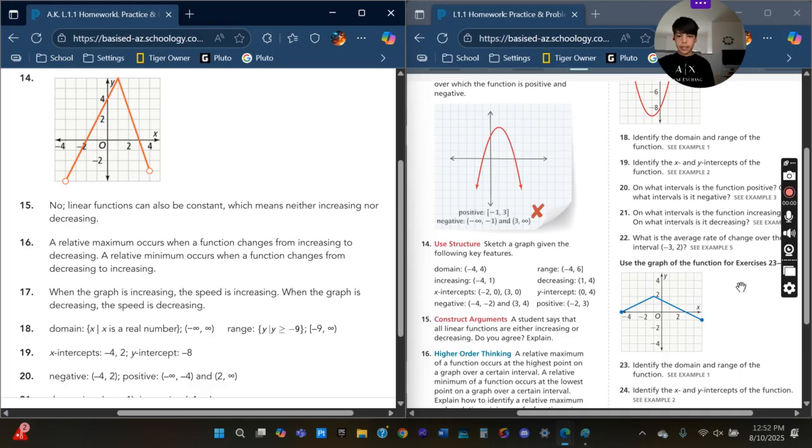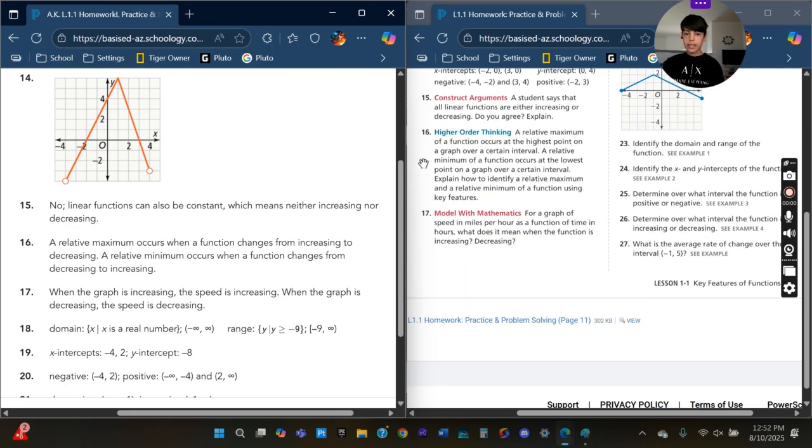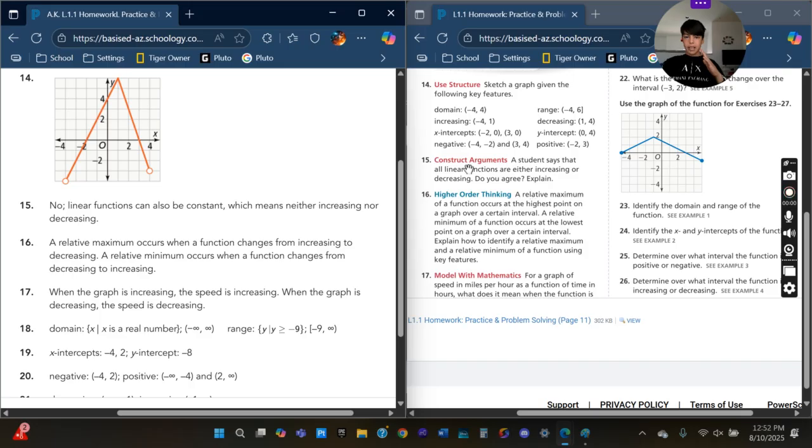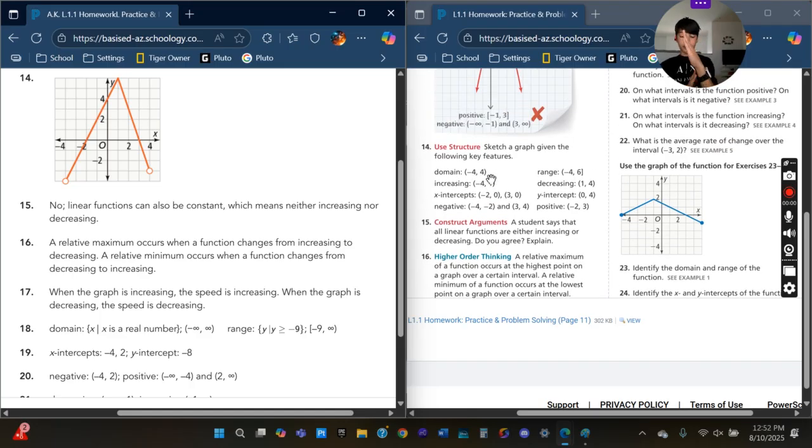So now going down to 16. A relative maximum of a function occurs at the highest point on a graph over a certain interval. A relative minimum of a function occurs at the lowest point on a graph over a certain interval. Explain how to identify a relative maximum and a relative minimum of a function using key features. So a relative maximum, as we saw here, it's asking for an increase, would be when it starts going down.